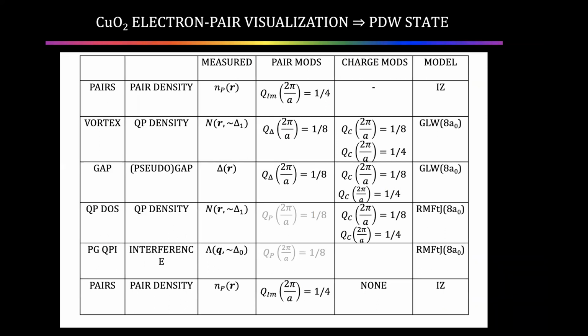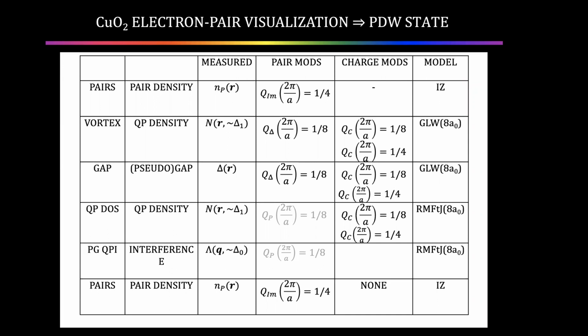So when we measure the current, we get a four-unit cell modulation. When we measure the energy gap in the vortex, we get an eight-unit cell modulation. When Fujita-san measures the energy gap homogeneously, he gets an eight-unit cell variation. When we predict the density of states for comparison with the experiment, we use an eight-unit cell order parameter. And when we predict the QPI signature, we use an eight-unit cell order parameter. And finally, in the nematic experiment, we again recover four-unit cell variation.